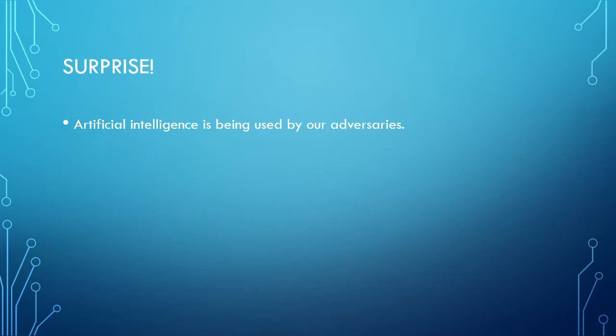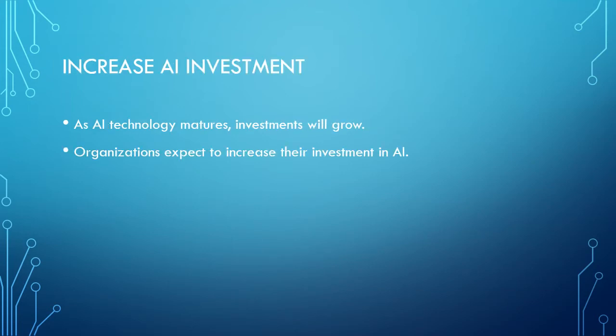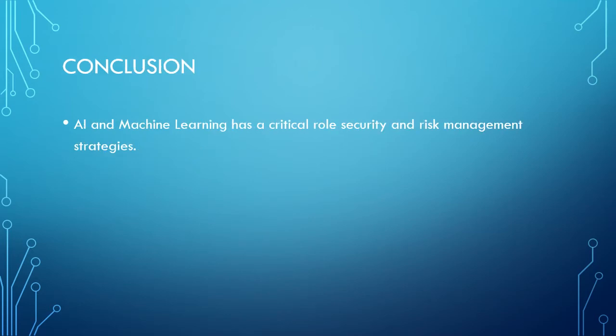Unfortunately, even with all of the hype of artificial intelligence and our deployment having a significant impact on our security strategy and posture, the same technologies are being used by our adversaries. The good news is, as artificial intelligence matures, most organizations are planning to increase their investment. The obvious conclusion shows using artificial intelligence and machine learning will play a critical role in a successful security and risk management strategy.